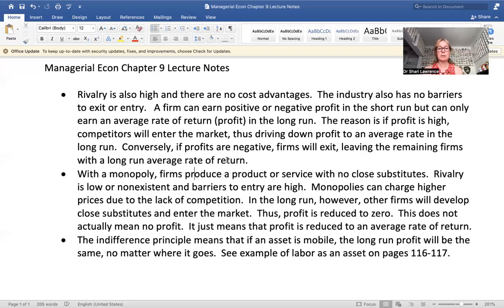All right, so I just wanted to mention that in this chapter, so you would know the gamut: perfect competition, monopolistic competition, oligopoly, monopoly. All right, now let me go back to this last point here, the indifference principle. The indifference principle basically means you're going to do a cost benefit analysis and eventually you're going to be indifferent between two choices.